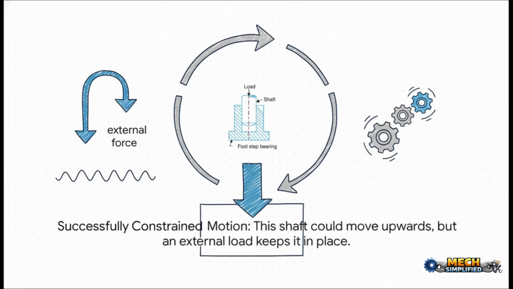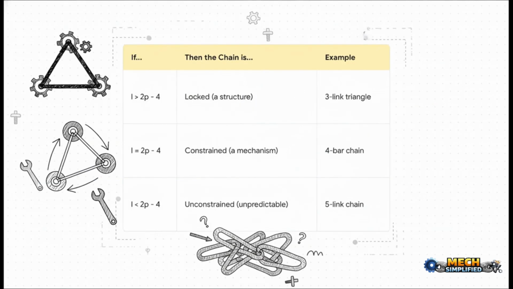This is called successfully constrained motion, and it's a slick way to use forces, not just shapes, to control movement. So you might be thinking, how do engineers know if their combination of links will actually work and not be a floppy mess? Well, believe it or not, there's a simple formula for it. We're not going to get bogged down in the math, don't worry, but this table shows the gist of it.